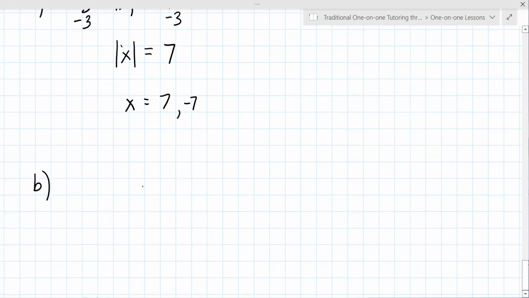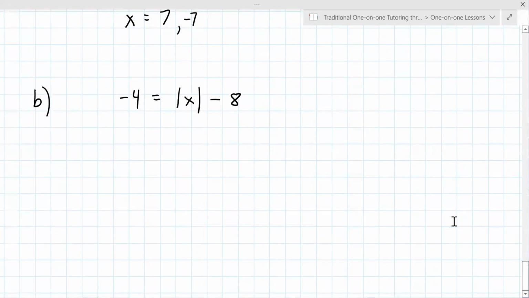Okay, new problem here. -4 equals absolute value of x -8. Go ahead and solve this for me, please. I got x equals 4, x equals -4. Yeah, perfect.